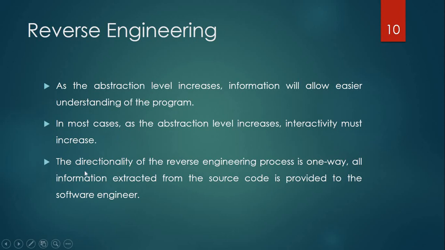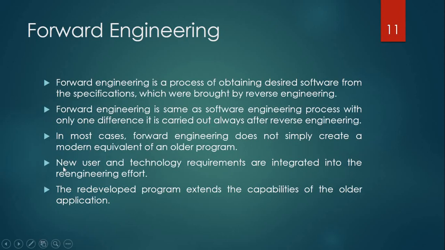The directionality of the reverse engineering process is one way. All information extracted from the source code is provided to the software engineer. Which things are provided from the code? We will see all the things provided to the software engineer.